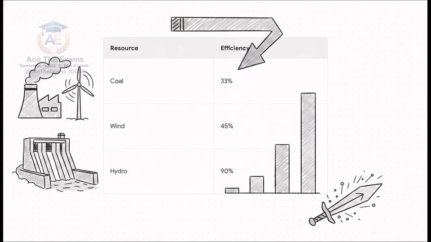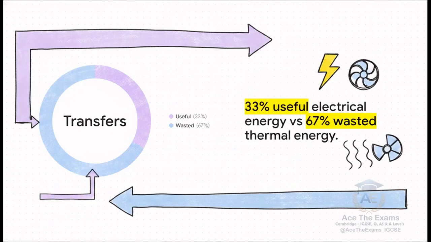And this brilliantly illustrates the evidence and data step in action. When you're comparing resource efficiencies, like coal at 33%, wind at 45%, and hydro at 90%, you don't just write, hydro is very efficient. No way. You write, hydroelectric power, with an efficiency of 90%, transfers significantly more useful energy per unit of input compared to coal's 33%. See the difference? You absolutely must use the data as your evidence. Now let's see how this builds with a mathematical proxy for a Sankey diagram.